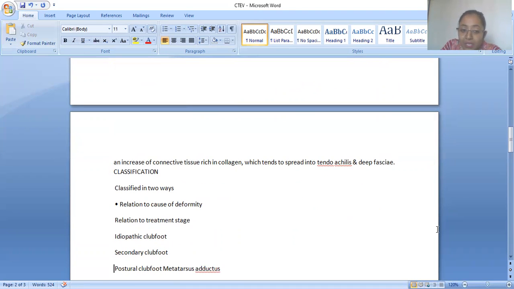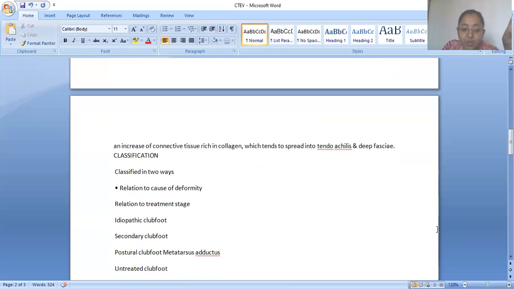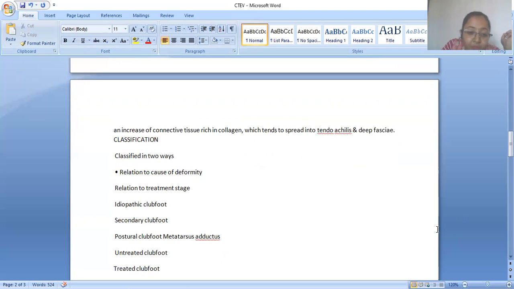They are idiopathic clubfoot, where there is some idiopathy. Then secondary clubfoot, where due to some underlying pathology, the clubfoot has happened secondary to that pathology. Then postural clubfoot, the clubfoot which is due to the posture, due to malalignment, malposture, or breech position of the child in the womb. Okay, so now the classification on the basis of relation to the treatment.